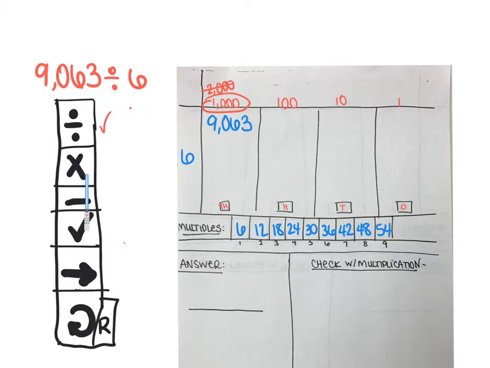Next in our steps is multiply. So we're going to go ahead and multiply what we circled by the thing we divided by. We just did that in our heads, but now we're going to write it underneath the number. So we know 1,000 times 6, like we just said, is 6,000. And our next step over here tells us that we're going to subtract. So I'm going to go ahead and check off my multiplication step so I can keep track of what I'm doing. And then I'm going to go ahead and subtract.